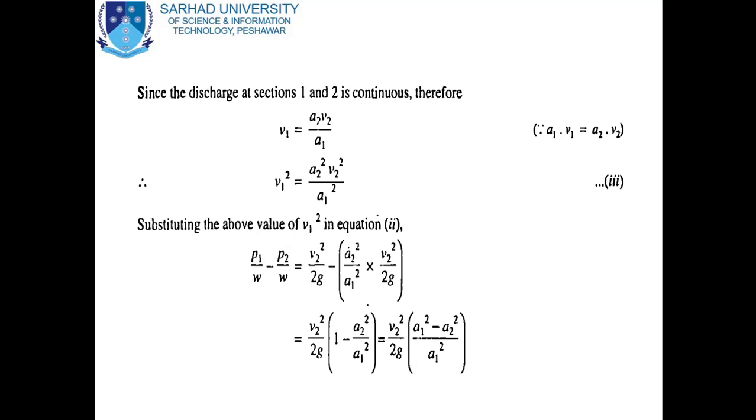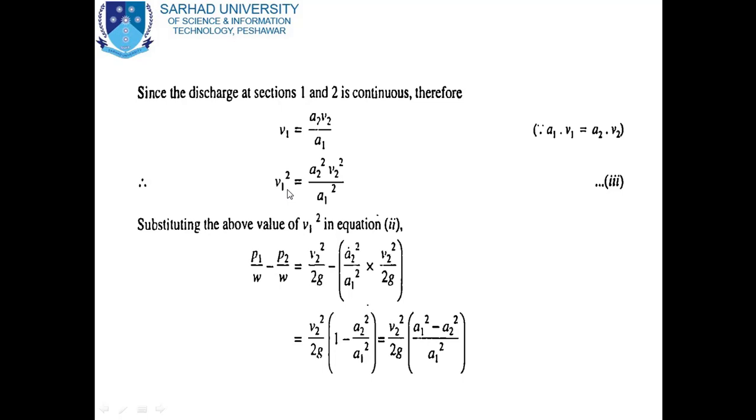Now, since the discharge at sections 1 and 2 is continuous, therefore A1 V1 equals A2 V2 from the equation of continuity. From this we get V1 equal to A2 V2 divided by A1. Take the square on both sides, we will get V1 square equal to A2 square V2 square divided by A1 square.